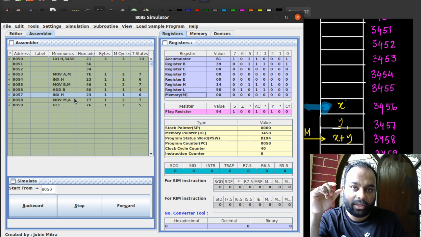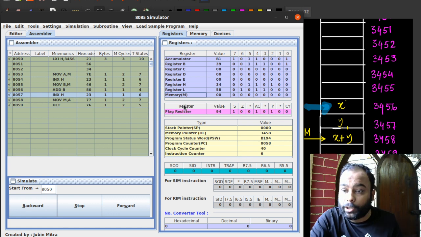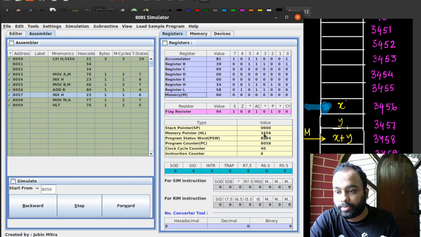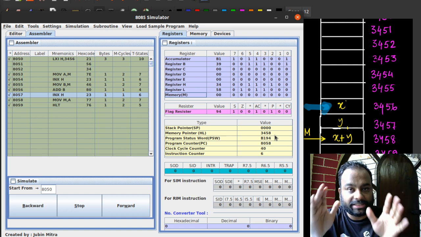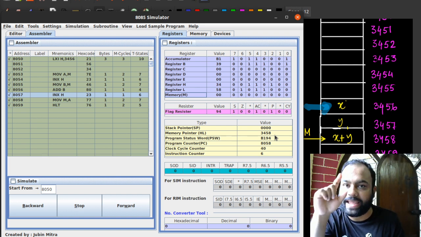Okay, so m is pointing to this memory location, which is pointed by the HL register pair. So m is referring to this memory location, right? So this is the memory pointer HL. Now the value of HL is 3458. So this is the memory location which is being referred to by M right now.